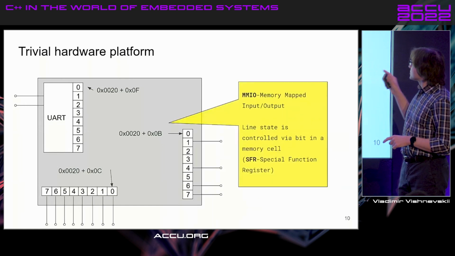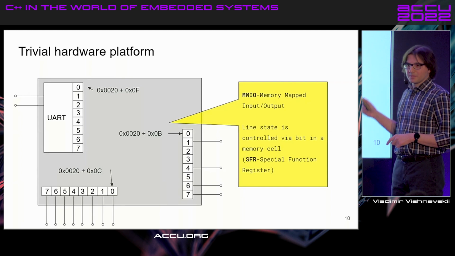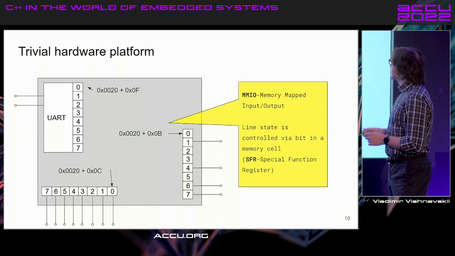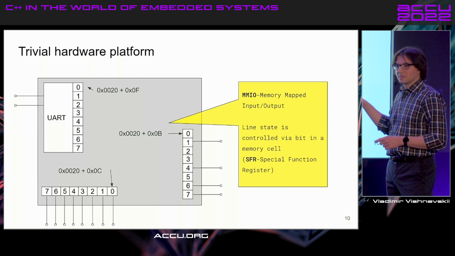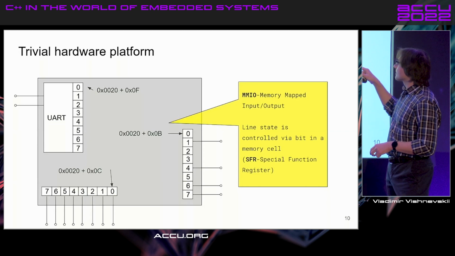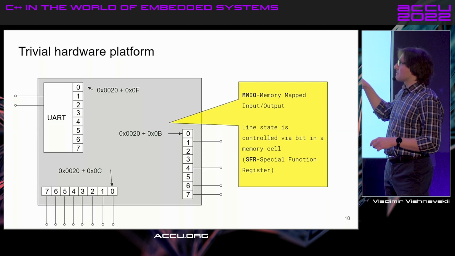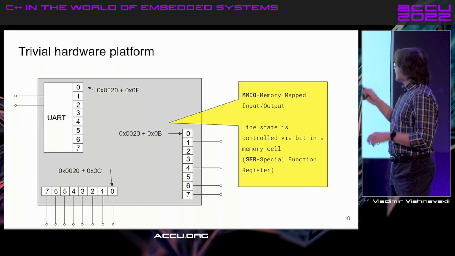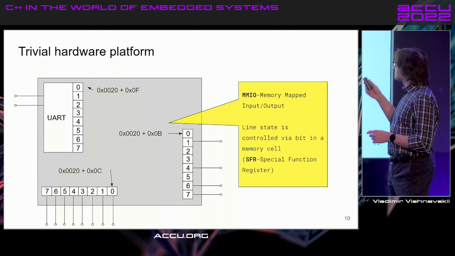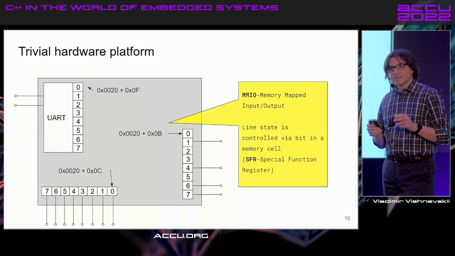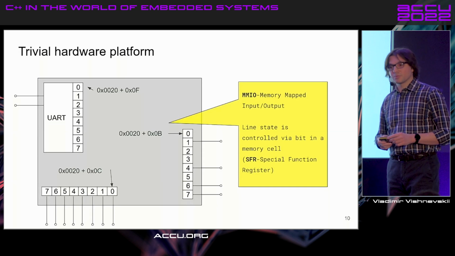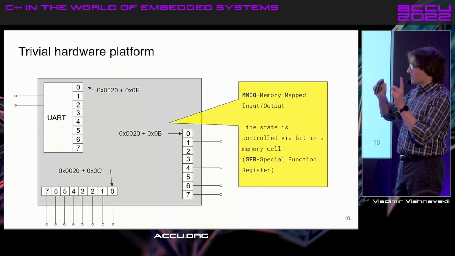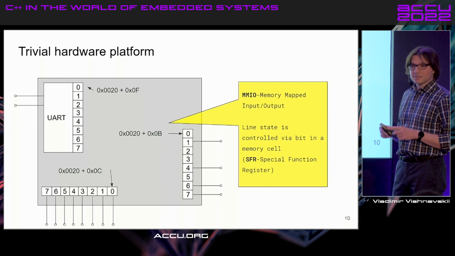They are controlled using the so-called memory-mapped input-output. That means that the particular line state, actually the presence of current on this line, can be controlled using some bit or set of bits in some particular memory cell. These memory cells are called special function registers. This is not a CPU register, it's just the terminology that is used. This is just a memory address, and this memory address is known from the hardware specification.